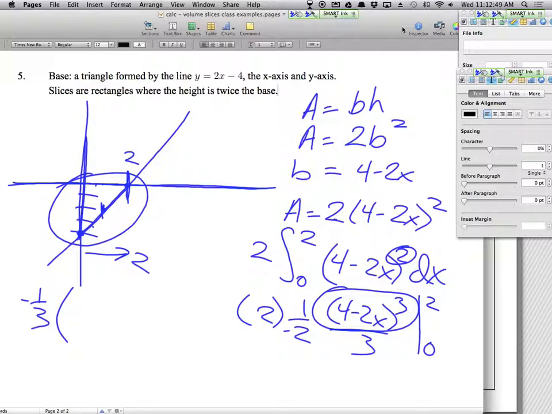What happens when I plug in 2? You get 0. Okay, when I plug in 0, that gives me 4 cubed, which is 64. So we've got a negative and a negative, so we end up with a volume of 64 over 3.